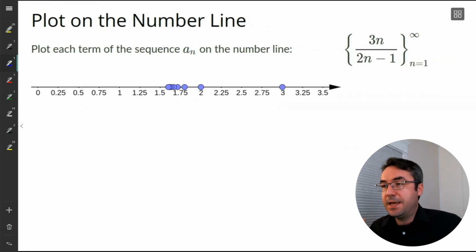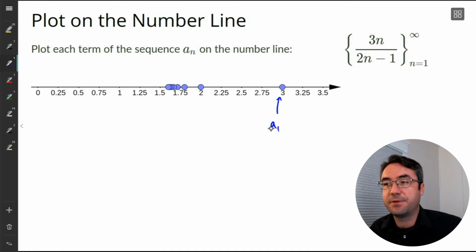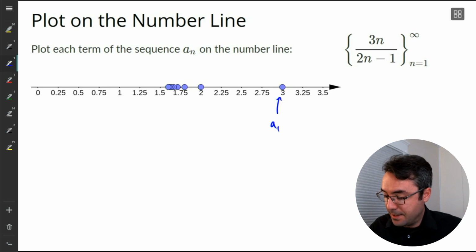Another way that's helpful is to just plot each term of our sequence on the number line. And again, here we have it kind of plotted out for the first sequence we looked at in example 1, 3n over 2n minus 1. And we've just plotted our sequence values on the number line. And so for instance, here, this point corresponds to our first term of our sequence. So we found it was 3. This point here corresponds to the second term of our sequence, a2. And then so on. There's the third term.